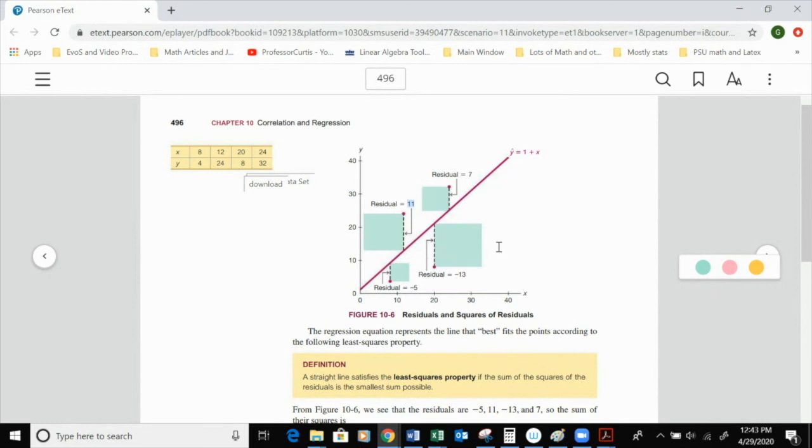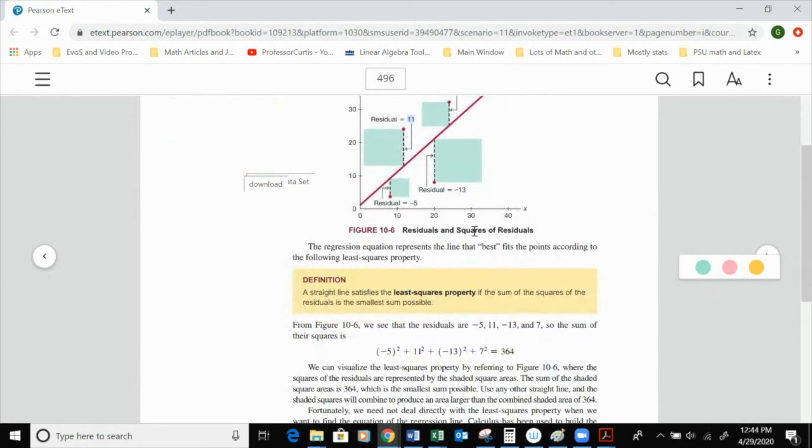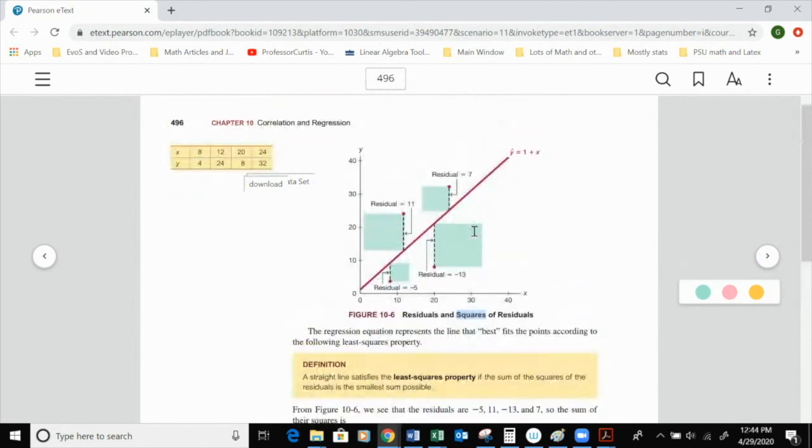And in order to avoid the fact that the negatives are canceling out the positives, what we did when we calculated standard deviation way back in chapter 3 was we squared all of the deviations. And that's what we're going to do here, is we're going to take those 4 residuals and square them. And so we have -5, square it, you get 25, square it, you get 121, square it, you get 49, square it, you get 169. Add those together, that is the sum of the squares of the residuals.